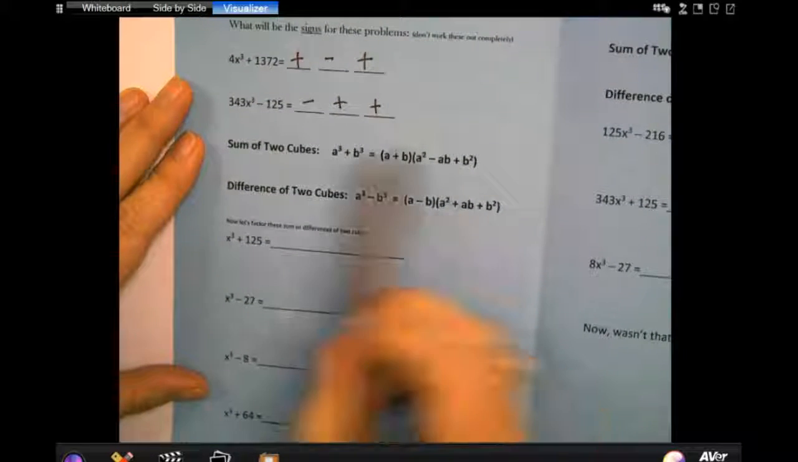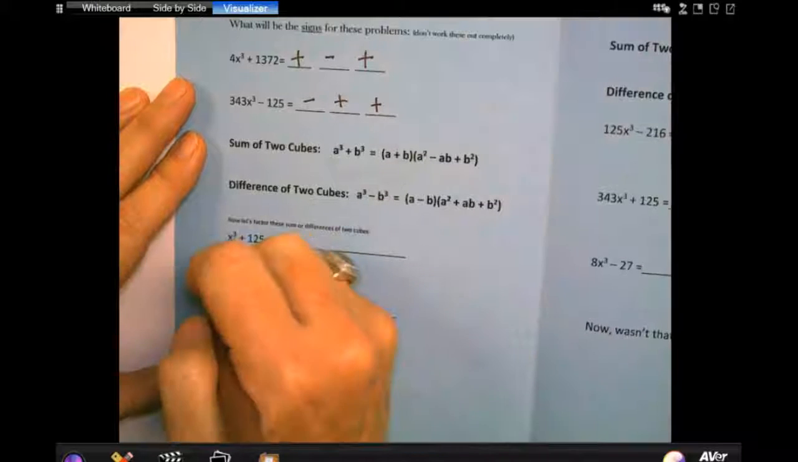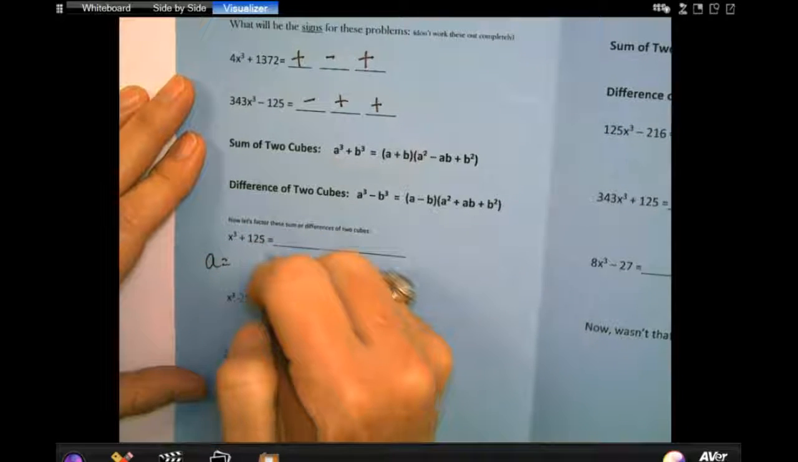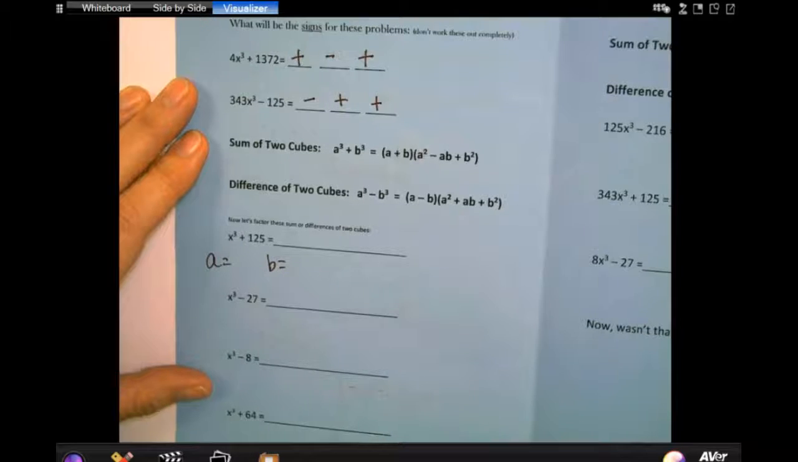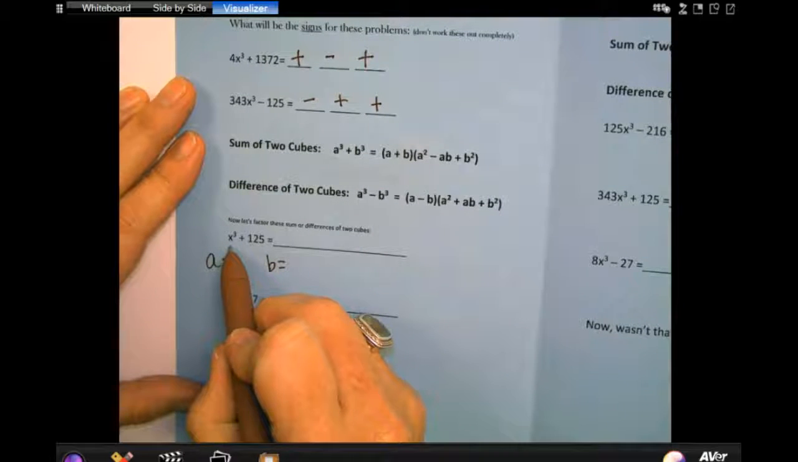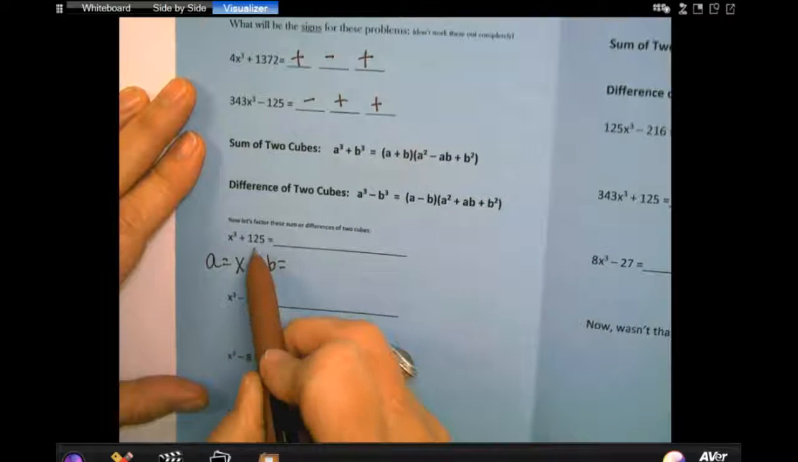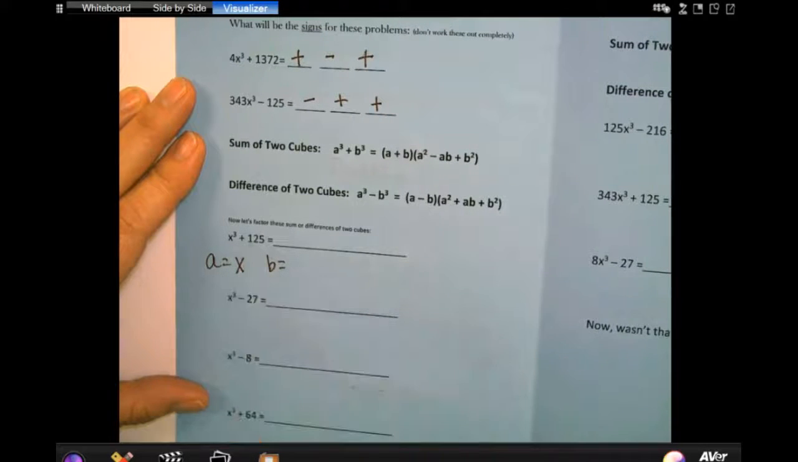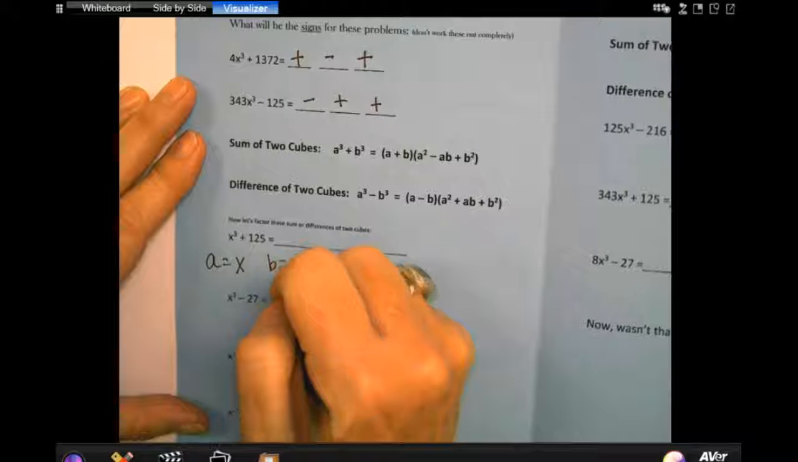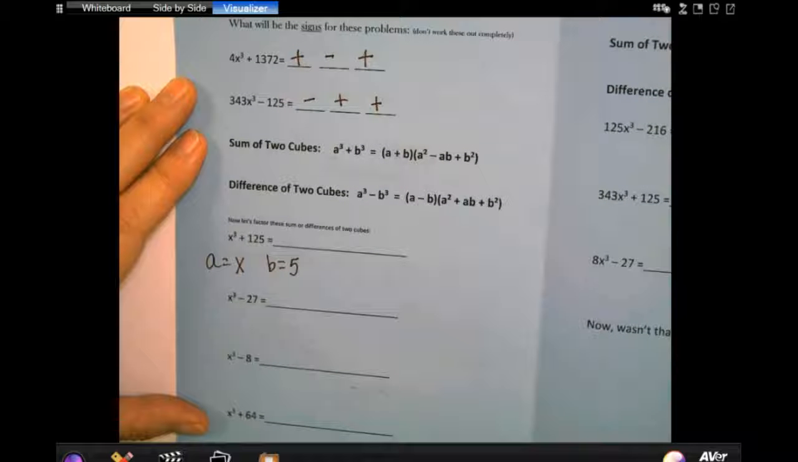So here's the formulas again. So I need an A and I need a B. My A, what is cubed? It's x. What number here is cubed that makes 125? I wrote them on the board over here. So my B is 5.